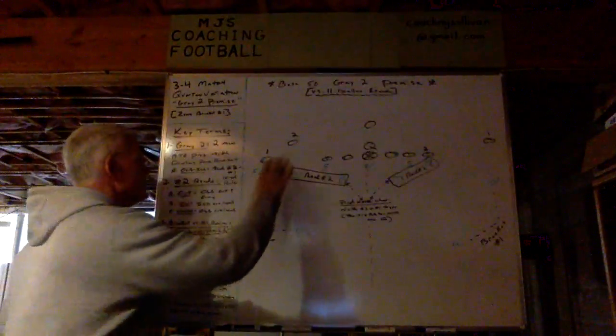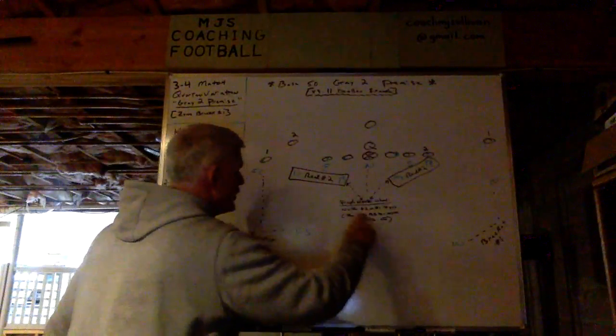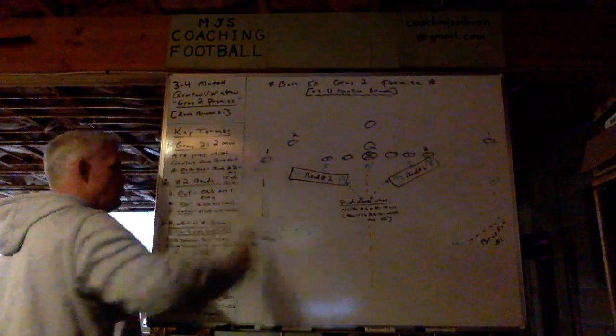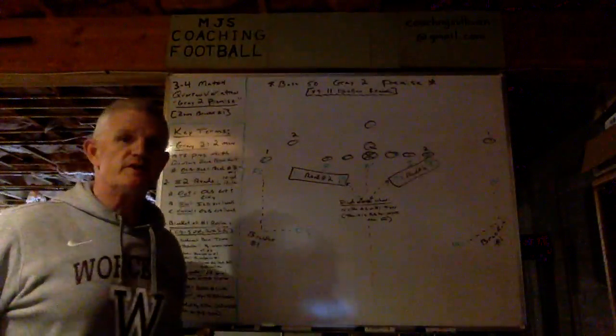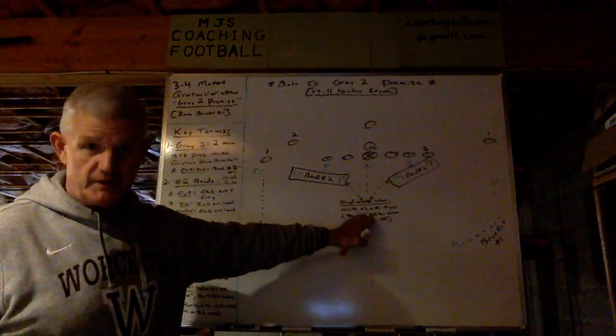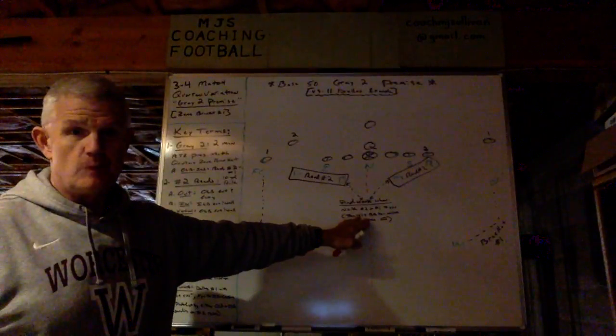Okay? So then I'll get to the fine work. If 2 goes in and 1's vertical or 1's out, what's the outside linebacker do? I'm going to save that for last. Okay?